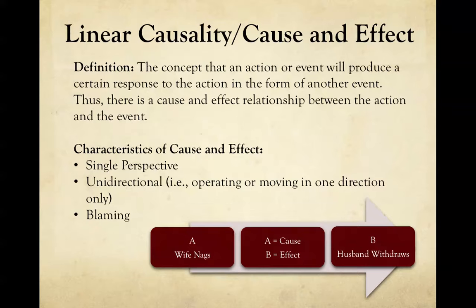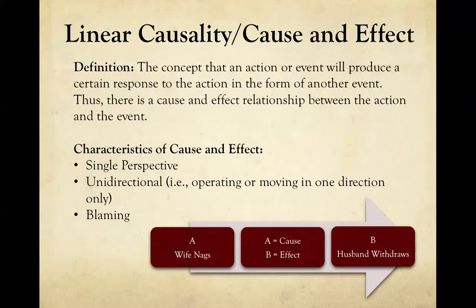This is only one perspective of that interaction, and it's a unidirectional perspective. It moves only in one direction. Wife nags, then husband withdraws. When we look at this cause and effect relationship between the wife's nagging and the husband withdrawing, it's easy for us to assign blame, right? So who would we blame likely in this case? Probably the wife, right? The wife nags, and because the wife nags, the husband withdraws.